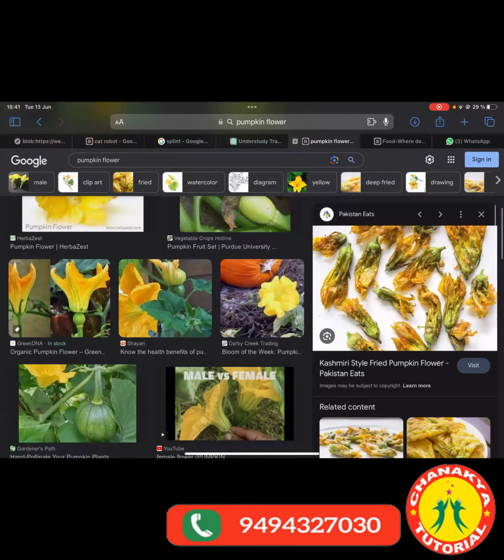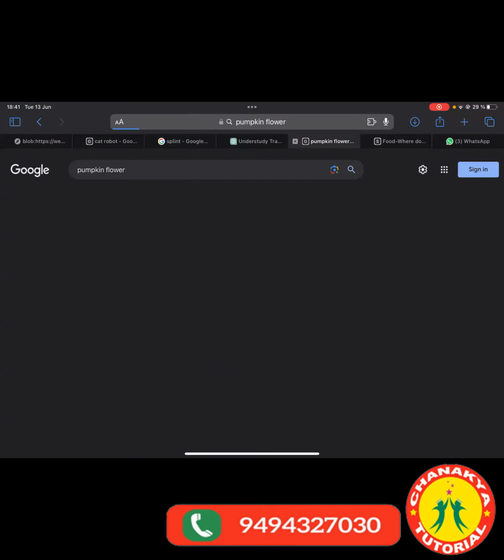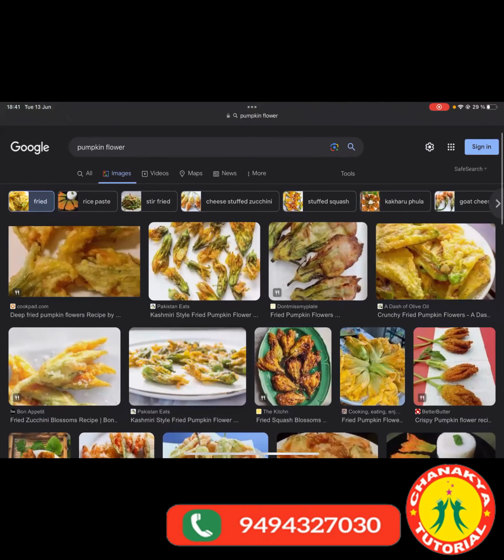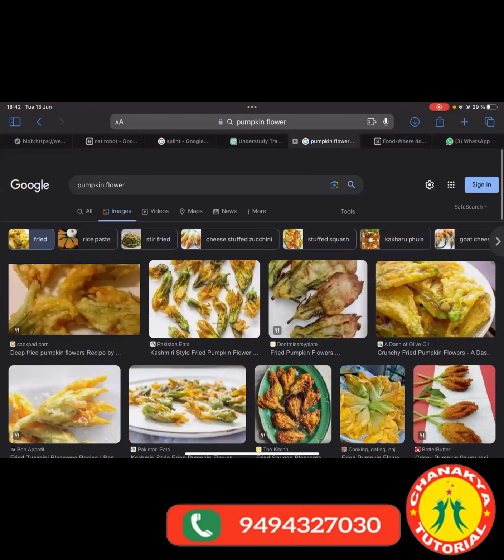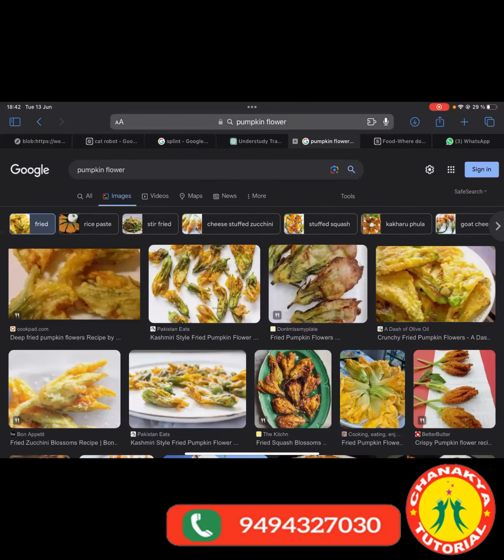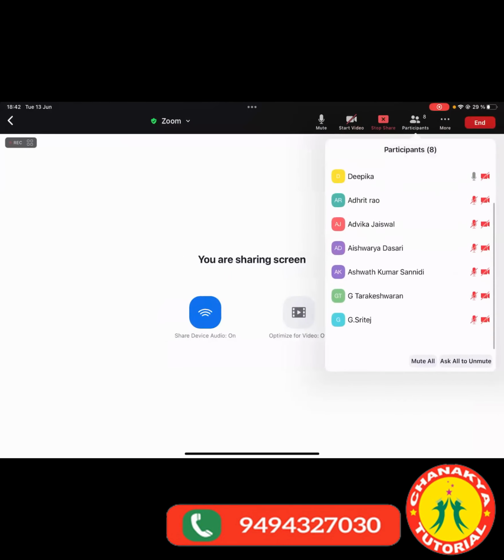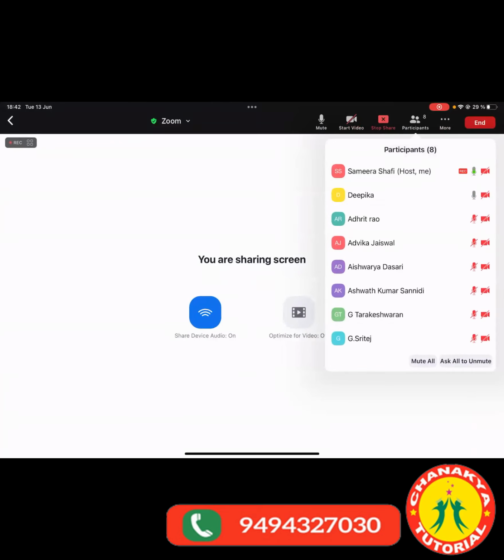Ma'am, do they first dry it? Yeah, they dry it and they fry it. It's of high nutrition value. In which category of nutrients does the pumpkin flower come: carbohydrates, fats, proteins, or vitamins? Proteins. It's a plant product, no? So it's a protein. Okay, ma'am. Yeah, fine. Now let me ask your questions.